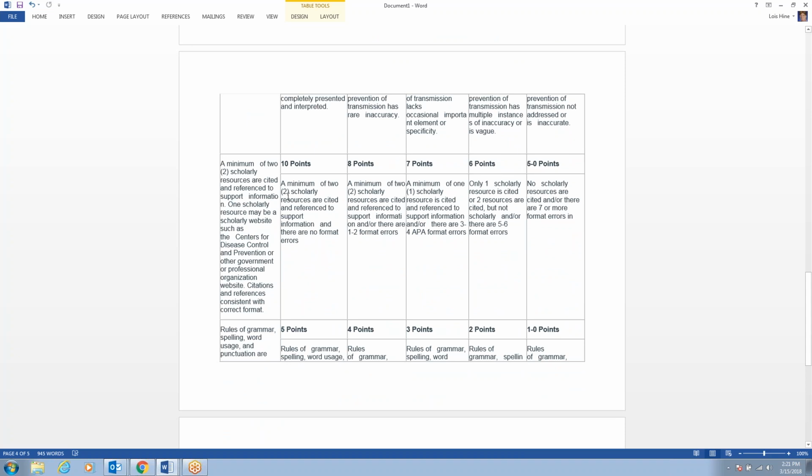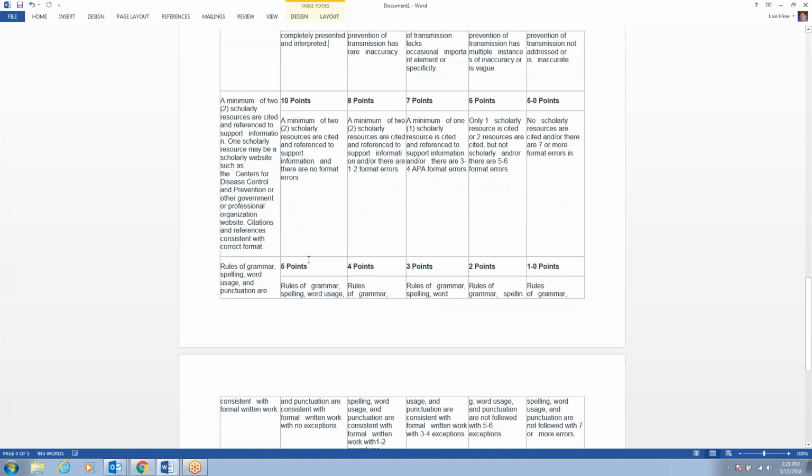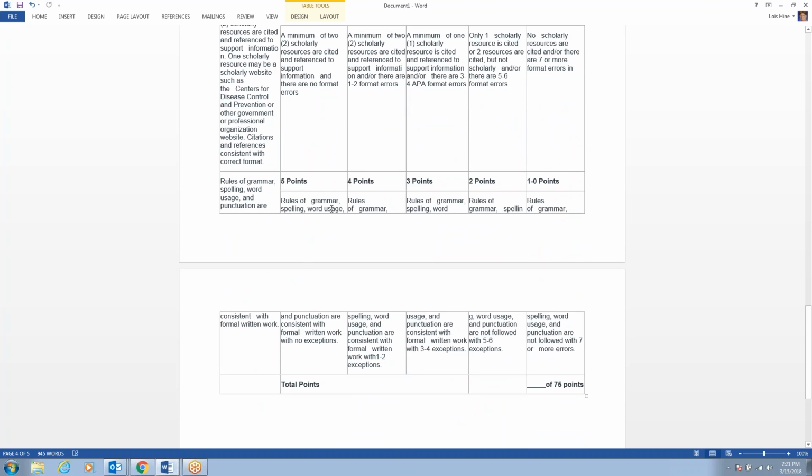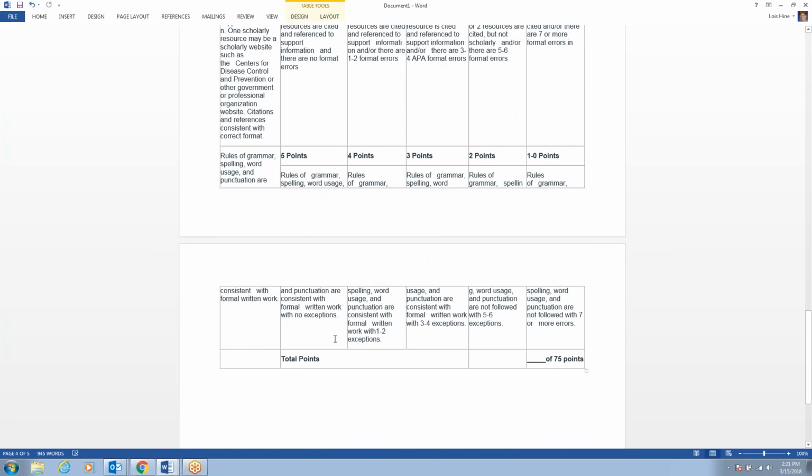It needs to have a minimum of 2 scholarly resources cited and referenced to support the information. And we'll look at some of the other flyers to see how you can cite it in there and do your references. Check your spell check. The worst thing we can do is hand something out to the public and it's got misspelled words in it. They might not trust us after that. So check over your punctuation and everything.